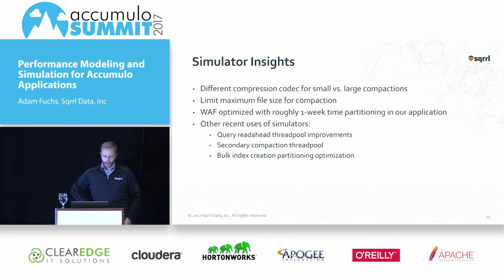All right, so what did we figure out here? We figured out through this simulator that we can do things like change the compression codec between small files and large files. If I'm only going to output a megabyte, maybe I'll use Snappy.